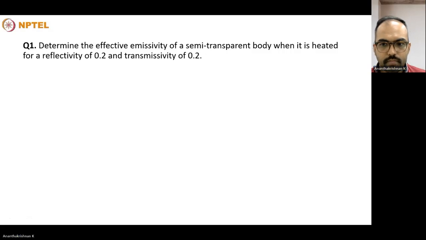So this is based on the effective emissivity that was discussed in this week's lecture. We need to determine the effective emissivity of a semi-transparent body when it is heated, for a reflectivity of 0.2 and transmittivity of 0.2.